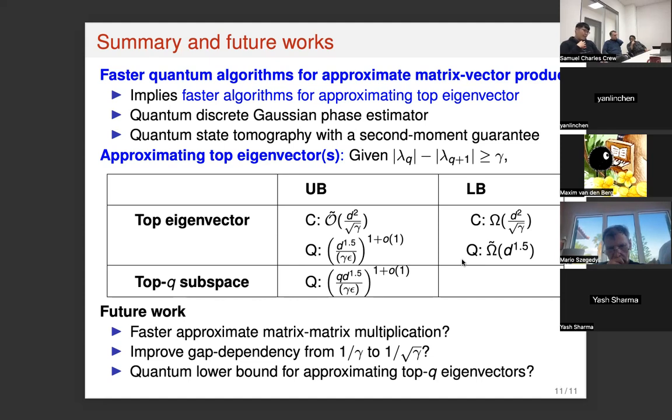Our region upper bound. In the setting of finding the rank Q projectors, we assume for each query we would have access to the block encoding of the rank Q projector, and then in this case Q times D over epsilon number of queries is tight.